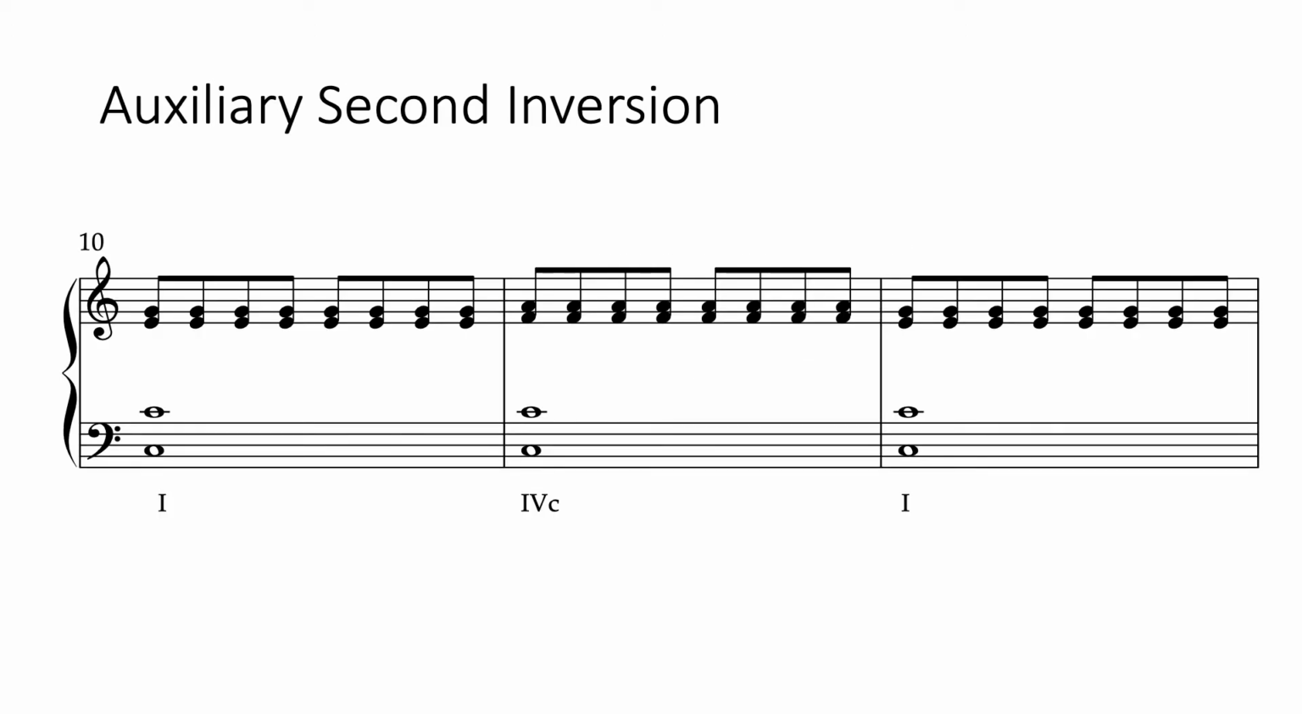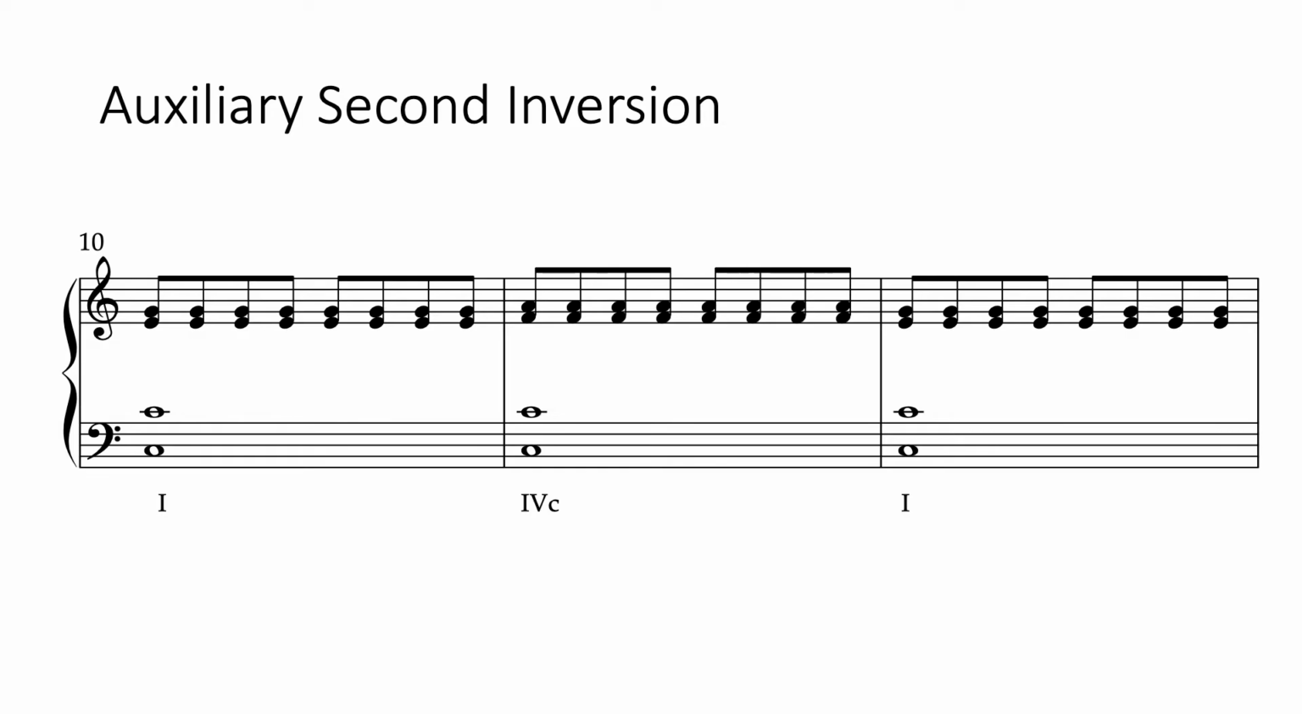The next type is an auxiliary second inversion chord. So in this case, we start off with a root position triad. The third and the fifth in the root position triad pop up a step to form a second inversion chord, and then they pop down. So if I just play what's written there. So there we have it. We've got an auxiliary second inversion chord.